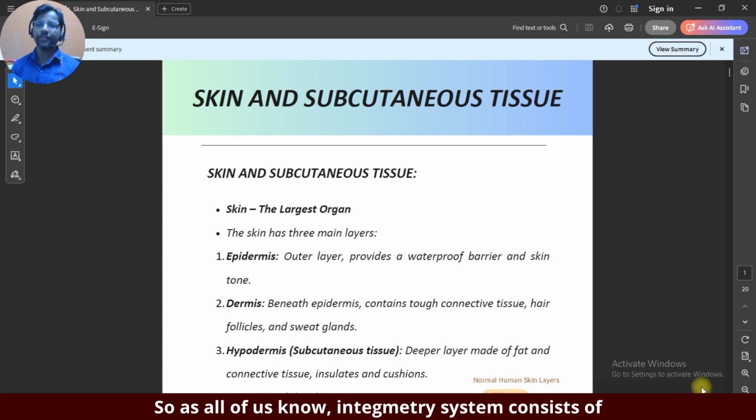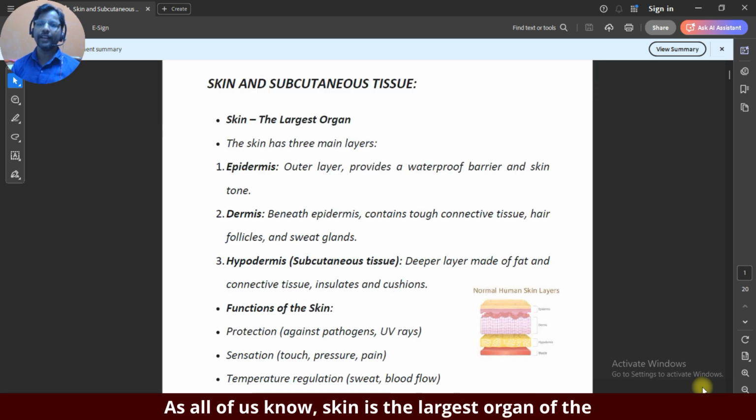As all of us know, the integumentary system consists of skin and subcutaneous tissue. Skin is the superficial layer, and under the skin we have subcutaneous tissue. Skin is the largest organ of the body. If you go to an interview, they will ask you, what is the largest organ of the body? There you need to tell them it is the skin.